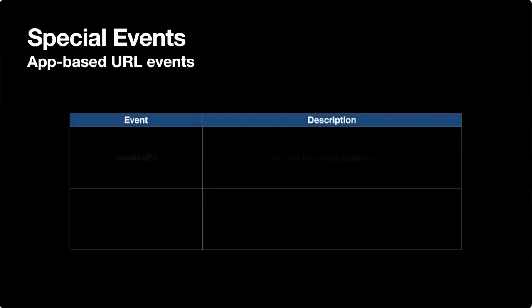Okay, there's some app-based URL events. A good example would be in the Contacts app, when you tap on an address, it takes you to the Maps app. Well, Contacts is sending an app-specific URL to the OS, which then sends it to the Maps app to be handled. So let's look at those.